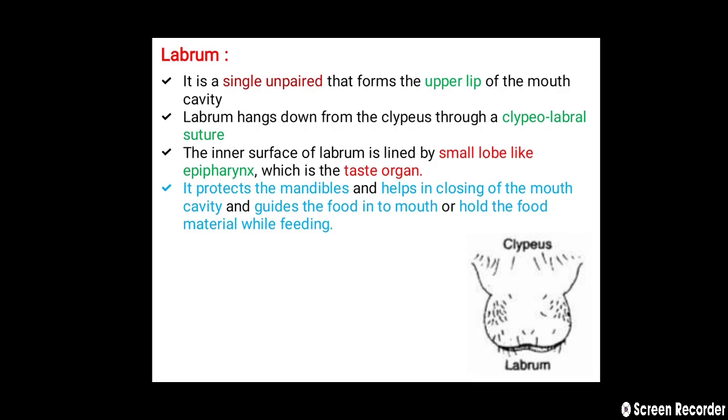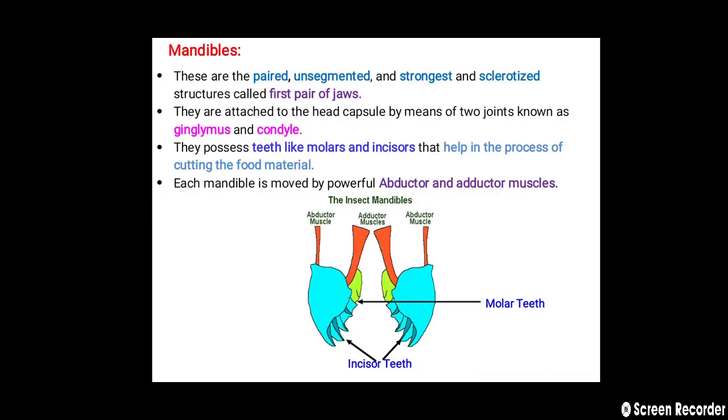Labrum hangs down from the clypeus through a clypeolabral suture, and the inner surface of the labrum is lined by a small lobe-like epipharynx, which is the taste organ. It protects the mandibles, helps in closing of the mouth cavity, and guides the food into the mouth or holds the food material while feeding. This is the main function of the labrum: hold the food material while feeding and guide the food into the mouth.